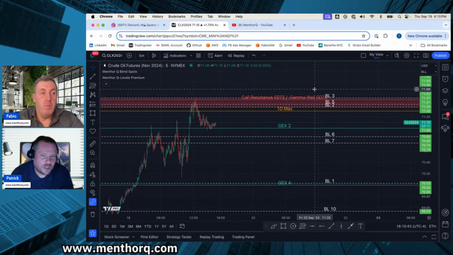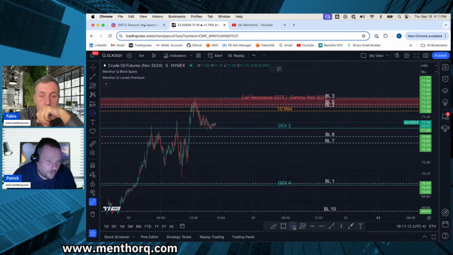Don't ask too much, hey, why is it now blind spot 5, why do we see the shift on blind spot 5. Blind spot 5 doesn't have as many overlappings compared to blind spot 1. That's right, but it's always important to see what levels are in play. And here it was clearly visible that blind spot 5, blind spot 2, blind spot 3, call resistance, 1-day max, this was the area that was in play. And this is the interesting area at the moment.